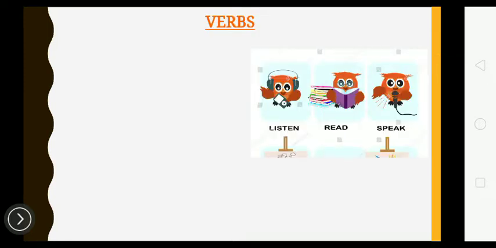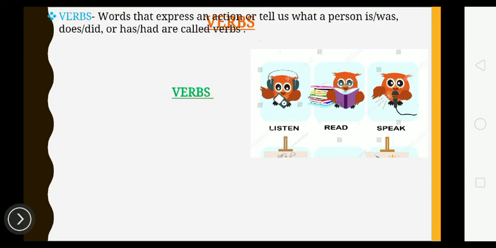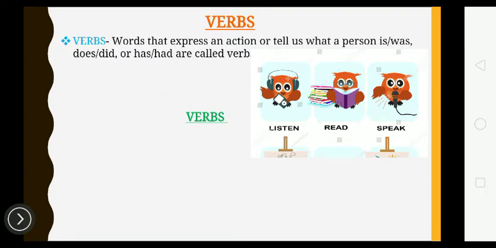So verbs. Here in this picture you can see that there are some actions performed by these particular images, like listen, read and speak. Verbs are words that express an action or tell us what a person is, was, does, did or has had. So if any action is done, we call that a verb. Here we can see that someone is listening, reading and speaking. Some action is being done, so we call that a verb.